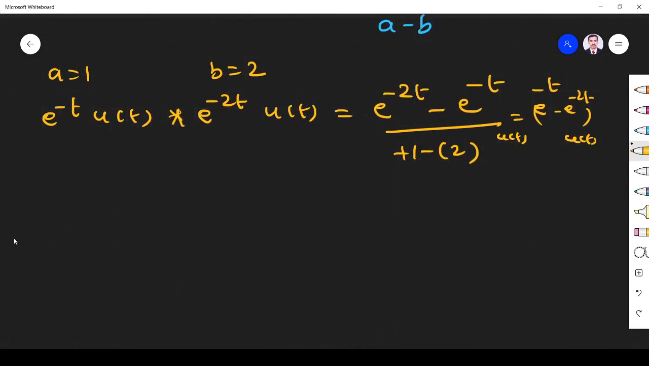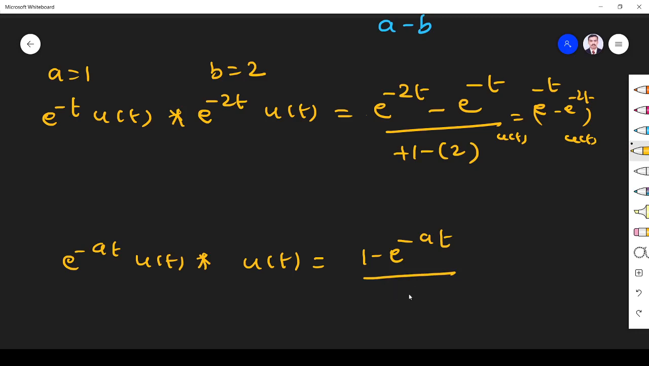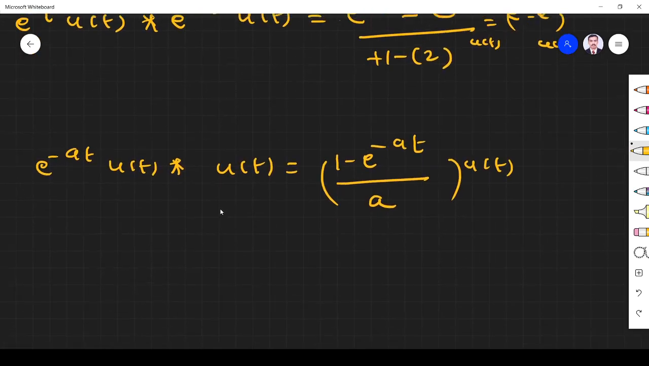Right? And another thing is if they ask the convolution between e power minus at u of t star u of t, this convolution is given by 1 minus e power minus at divided by a into u of t. Right? This we must remember. This is also a very important point to be noted.